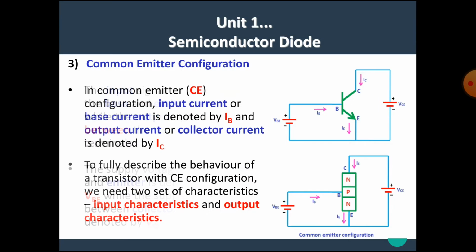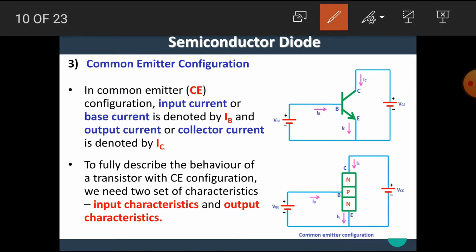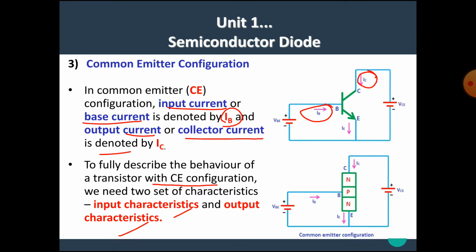In common emitter configuration, the input current or the base current is denoted by IB, and the output current or the collector current is denoted by IC. To fully describe the behavior of a transistor with CE configuration, we need two sets of characteristics: input characteristics and output characteristics. Let's see the input characteristics of this transistor.